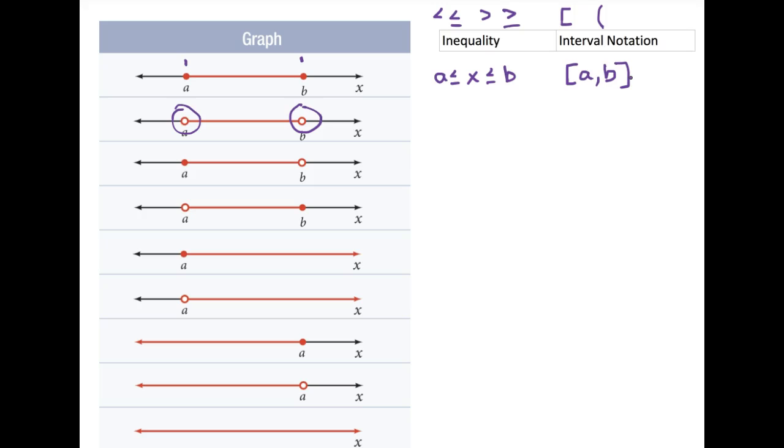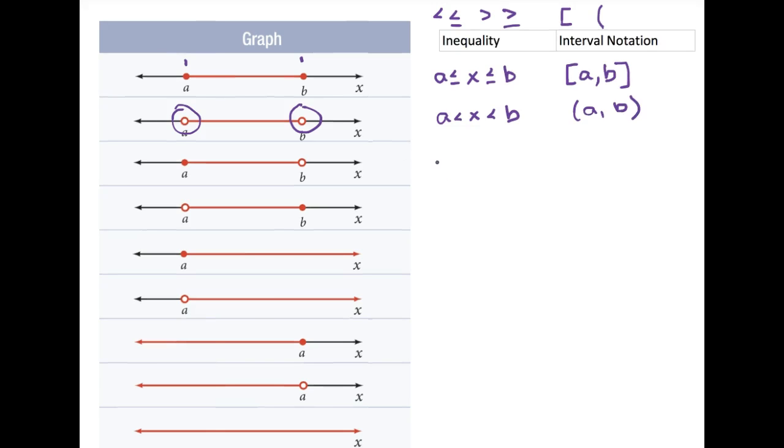And you have to understand that you're writing interval notation and you're not referring to a point or something on the coordinate graph. So you have to know what situation you're dealing with. So the next one is A is less than X is less than B, which we would use curved parentheses for, saying everything from A to B, but not A and B.